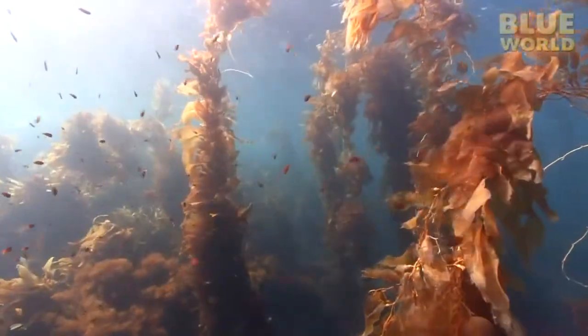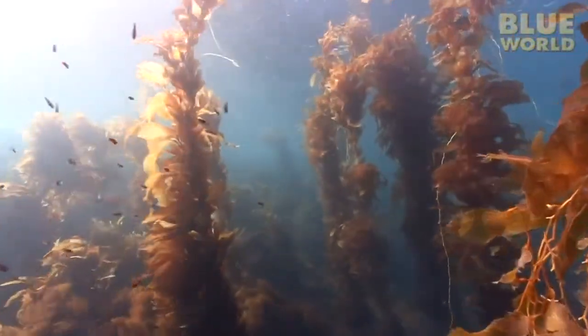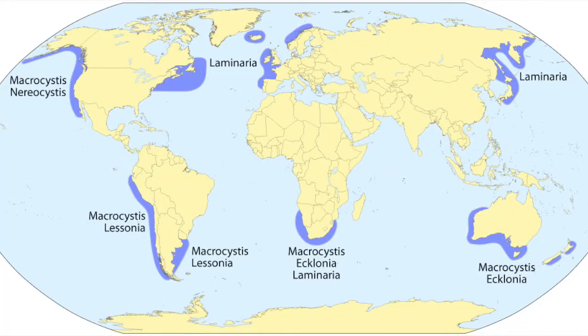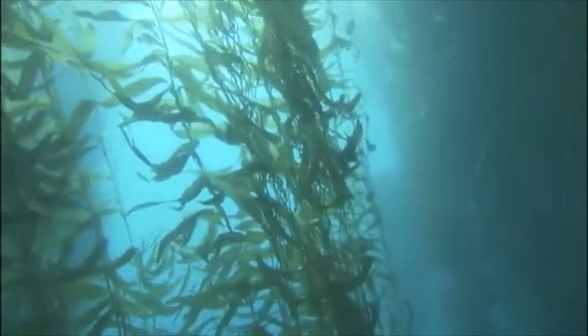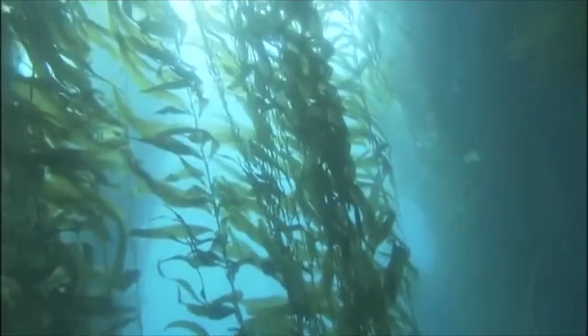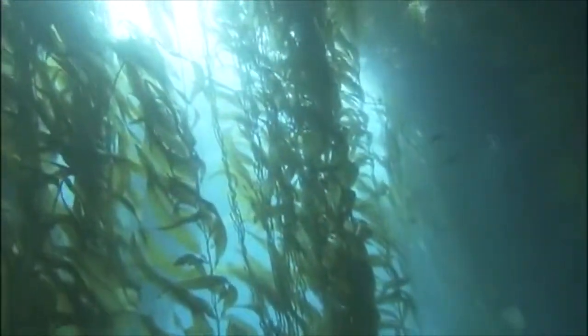Kelp forests are underwater areas that contain a high density of kelp. These forests are found throughout the world in cold, nutrient-rich waters. Because of kelp's dependence on light for photosynthesis, kelp forests grow in shallow waters and are rarely found deeper than 40 meters. Many species of algae populate kelp forests, but surprisingly the forests mainly consist of kelp.